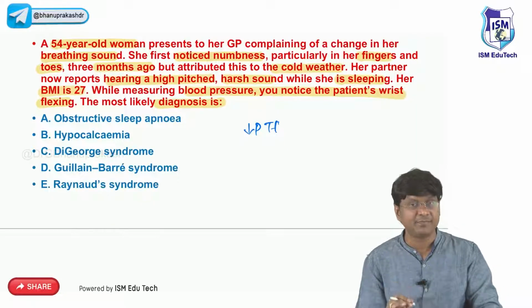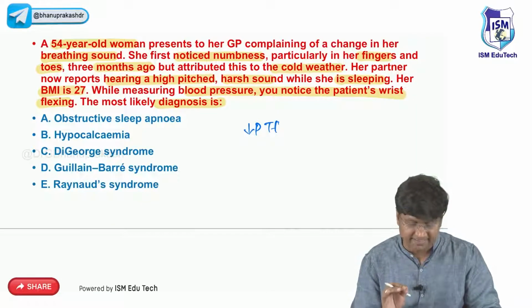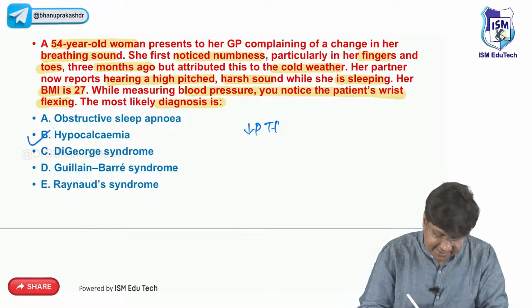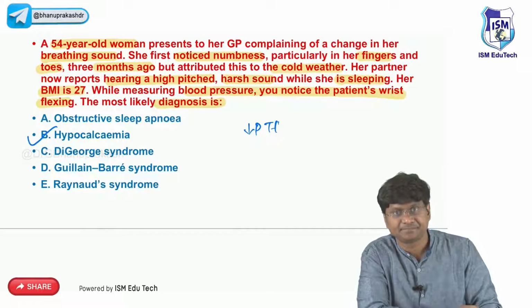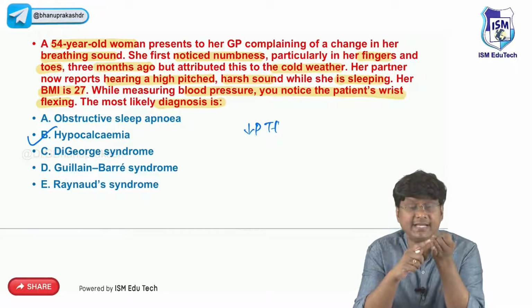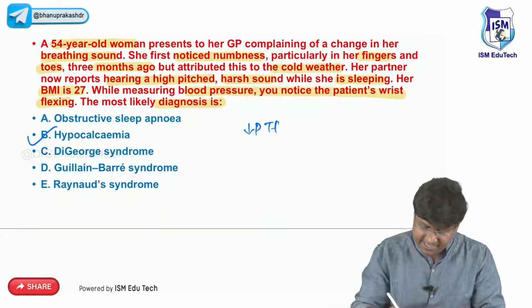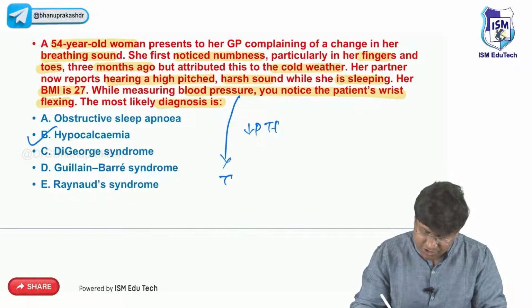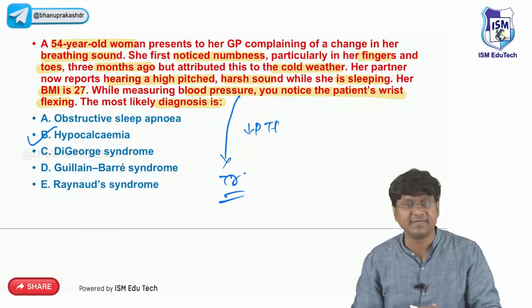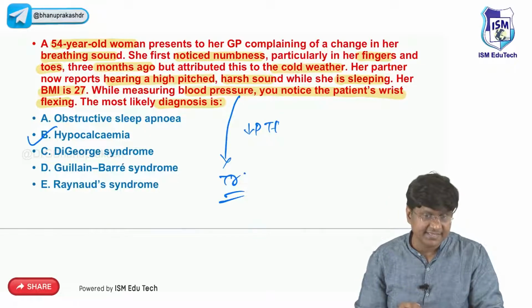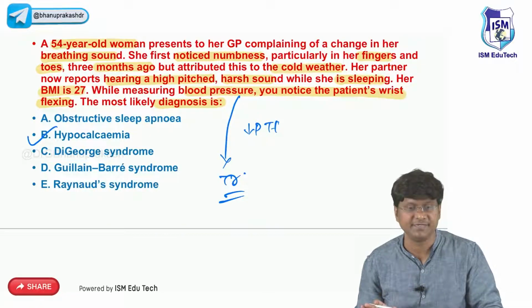Obstructive sleep apnea, hypocalcemia, DiGeorge syndrome, Guillain-Barré, Raynaud's syndrome. The correct answer is hypocalcemia. Right? All those: numbness, perioral paresthesia and periungual paresthesia. And what is this particular sign? This sign is nothing but the Trousseau's sign. So these are the features of your hypocalcemia, right?